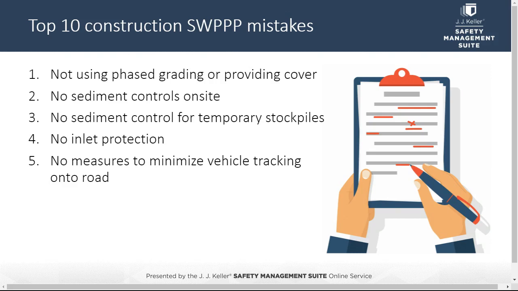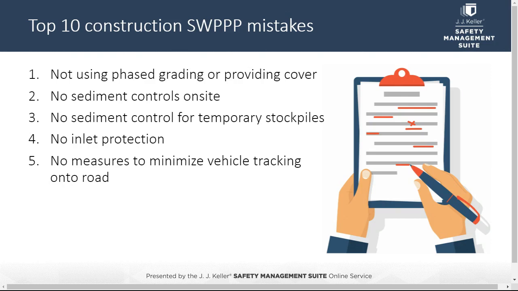Number 1, not using phased grading or providing cover, either temporary or permanent. So in general, construction sites should phase their grading activities so that only a portion of the site is exposed at any one time. Also, disturbed areas that are not being actively worked should have temporary cover. And then areas that are at final grade should receive permanent cover as soon as possible.